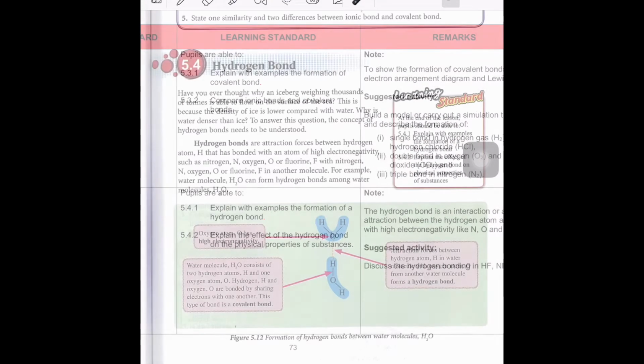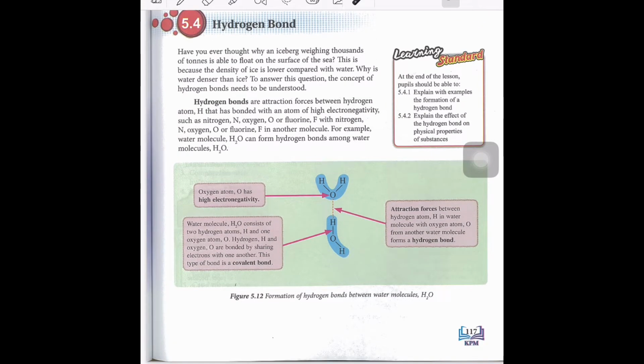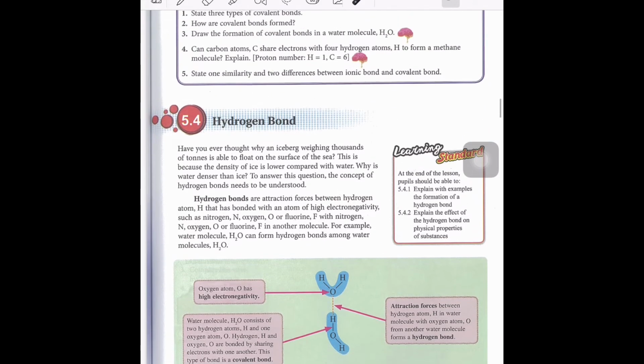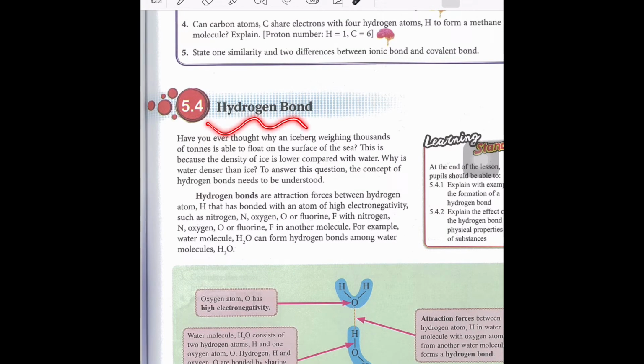So let us go to our textbook. This is in your textbook, page 117, Form 4 Chemistry KSSM textbook. Let us look at the introduction for this subtopic, hydrogen bond. Pernahkah kamu terfikir, why an iceberg weighing thousands of tons? You know iceberg kan? Iceberg is the one that destroyed the Titanic ship long time ago. So, kenapa iceberg yang berat dia beribu-ribu tan can float, boleh terapung di atas permukaan laut?